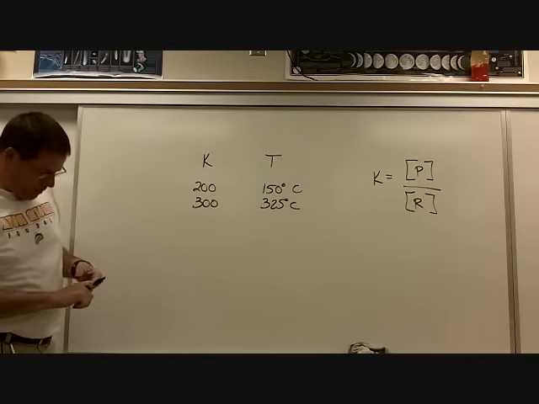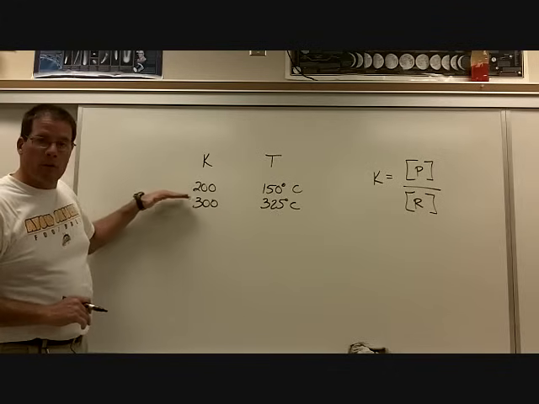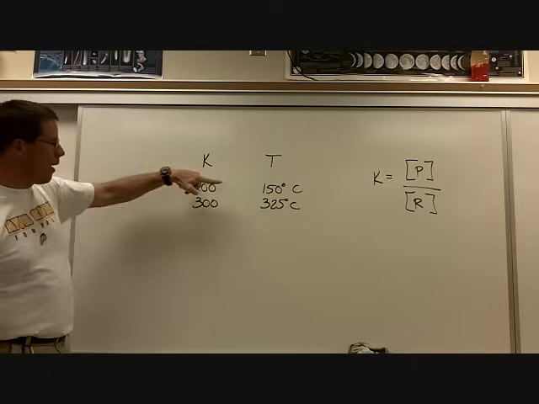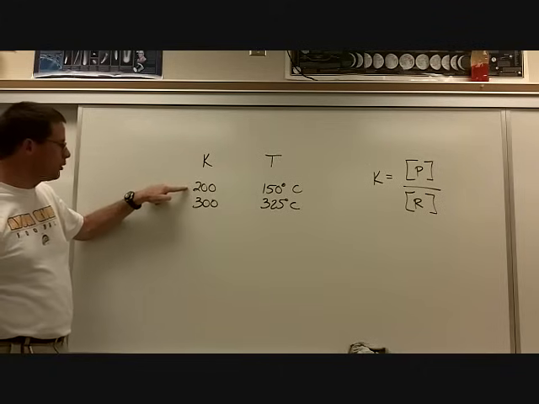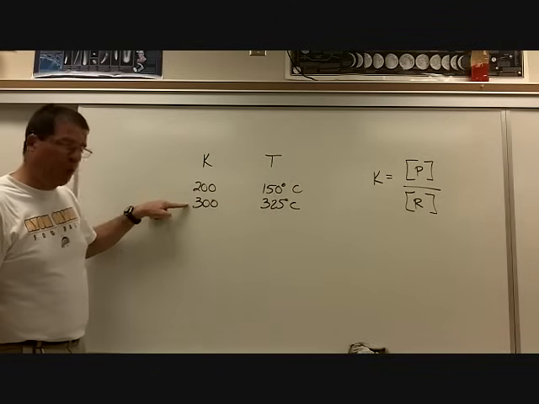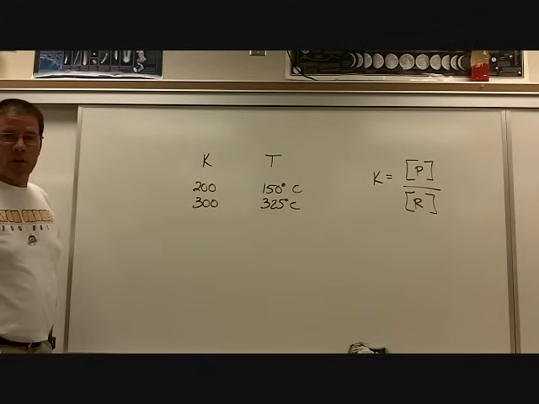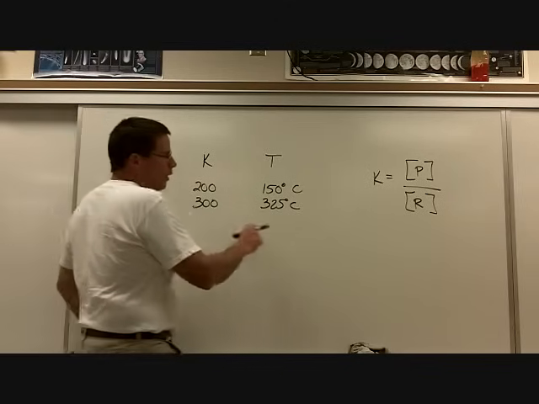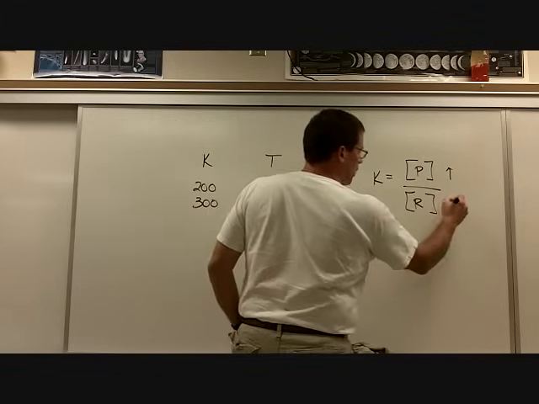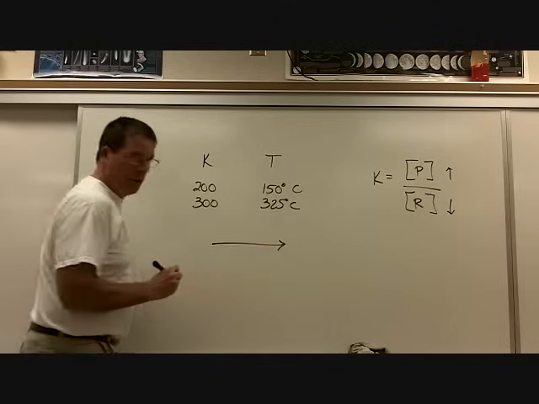My next example. Again, at each of these temperatures, the reaction is at equilibrium. And it's the same reaction. So in my first one, at 150 degrees, my equilibrium constant is 200. Then the temperature changes from 150 to 325 degrees Celsius. As a result, my constant is 300. Which direction did the reaction shift? If the number got bigger, that means that the products increased. If the products are increasing, that means that the reactants are decreasing. Therefore, my shift is to the right.